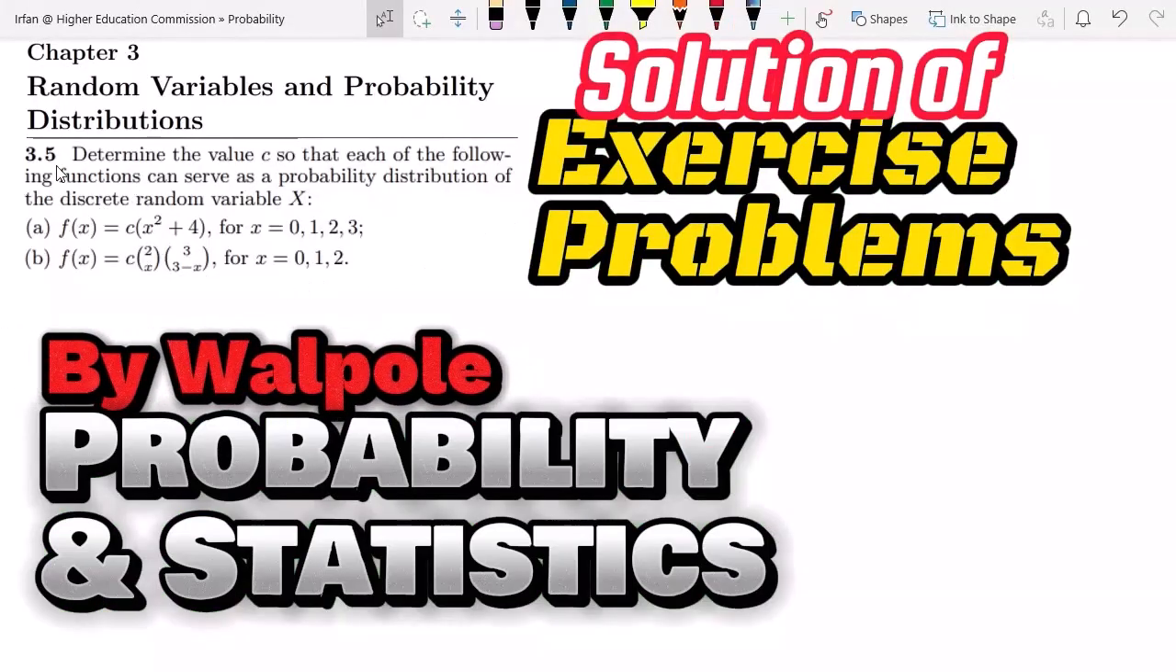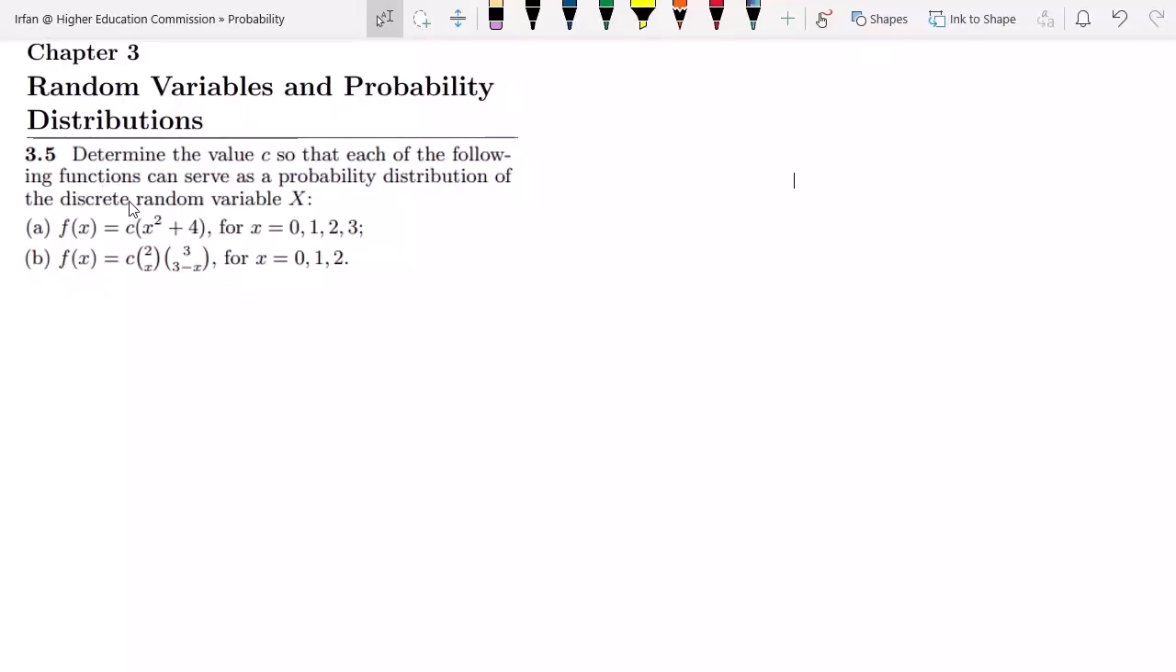Welcome back, guys. This is question 3.5, which we have discussed in our previous video, and I have explained the essence of the concepts which will be used here. Okay, so I have to determine the value of c so that each of the following functions can serve as a probability distribution of the discrete random variable x. Okay, so let me first solve part A of this question.